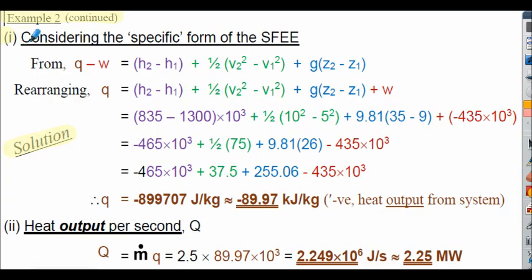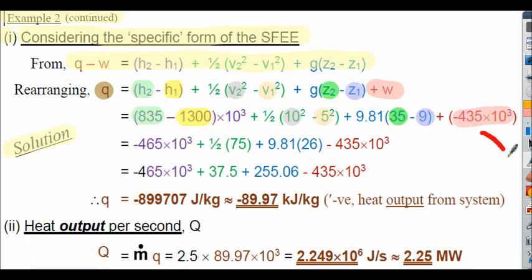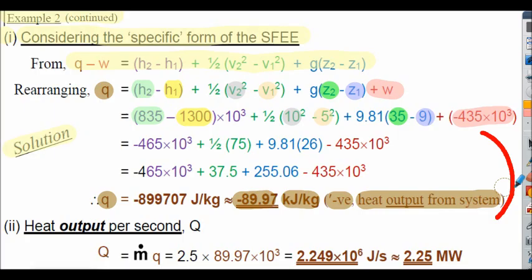Step 1 here, considering the specific form of the steady flow energy equation, shown here. This time we have to rearrange the equation for lowercase q, so we simply add w to both sides of the equation. Inserting the values from the previous slide and evaluating, lowercase q is approximately equal to negative 89.97 kilojoules per kilogram. Notice the negative value means heat output from the system.